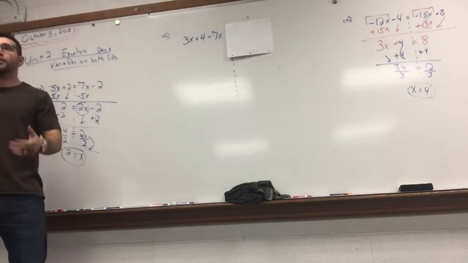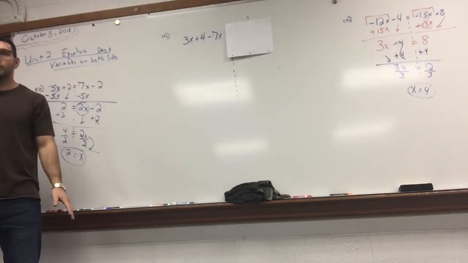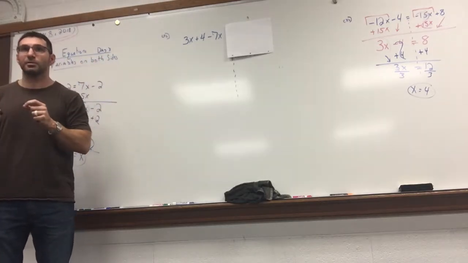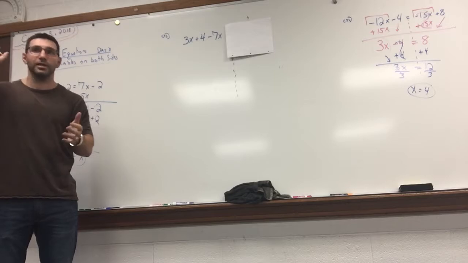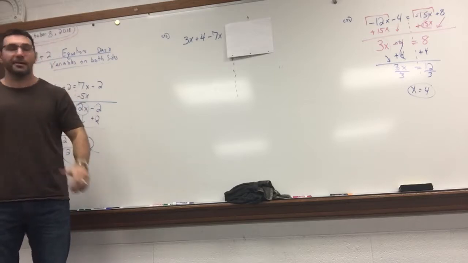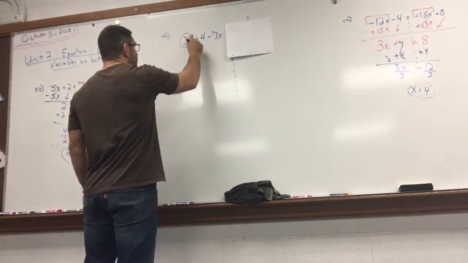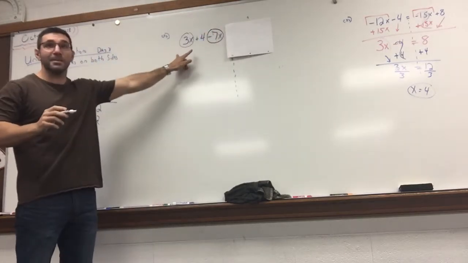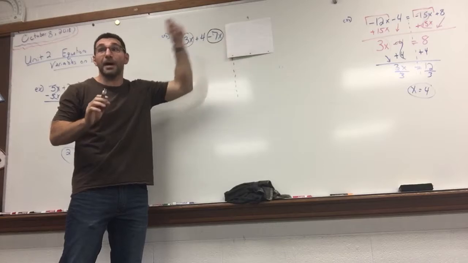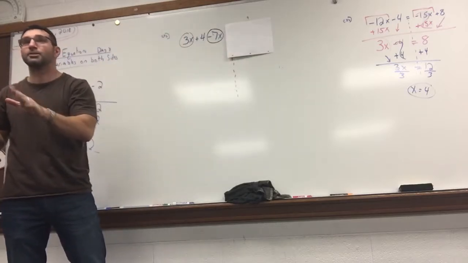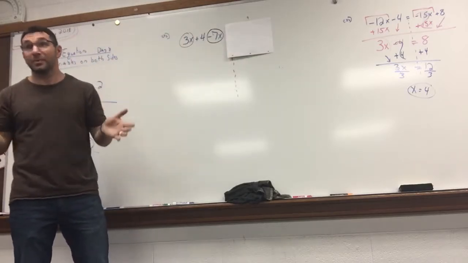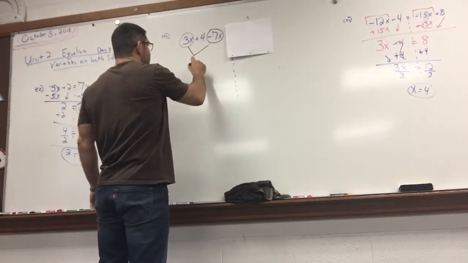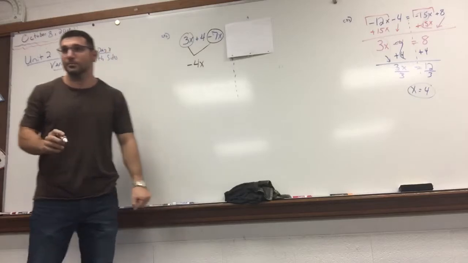So from here, is there distributing? There's no distributing because there's no number with a parenthesis. Are there like terms? Yes. What are the like terms? Raise your hands. Gracie, what are the like terms? Good. 3x and a negative 7x. So now if I'm simplifying, notice, I covered that up. If you have to cover it up with your hand or something, do it. 3x minus 7x leaves me with negative 4x's.